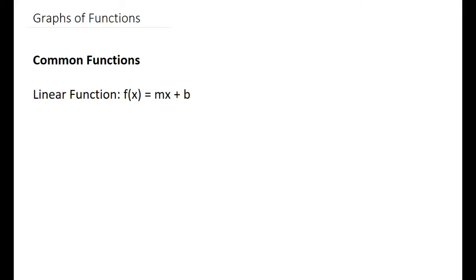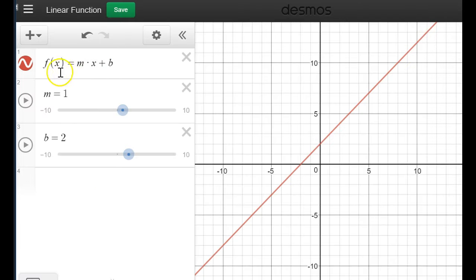When you're graphing functions, it really helps to know some basic common functions, sometimes called parent functions. The first one we're going to look at is a linear function. So I've graphed f of x equals mx plus b, and right now m equals 1 and b equals 2. M is the slope and b is the y-intercept, the place where it crosses the y-axis.